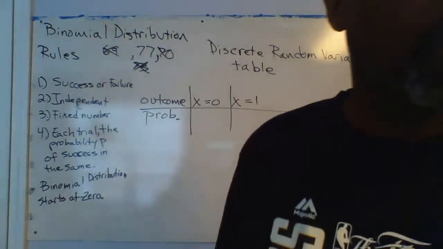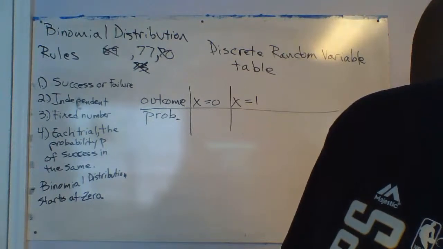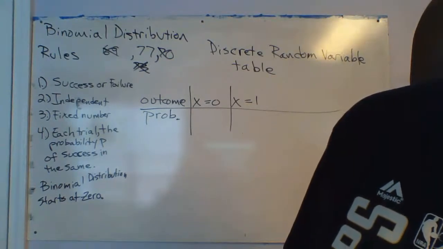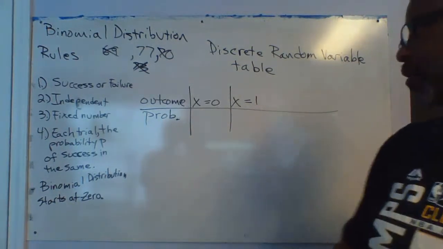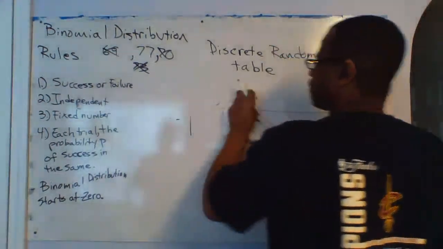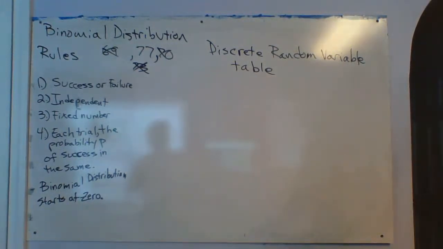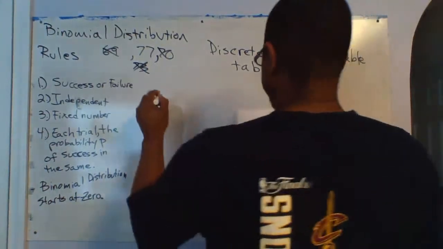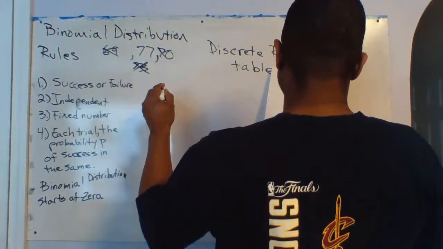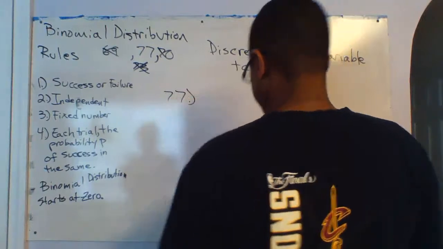What's going on? What did it say? Oh, I'm sorry, we'll do 77. I got you. My bad. Okay, for 77, it asks us to find. So if we do 77.